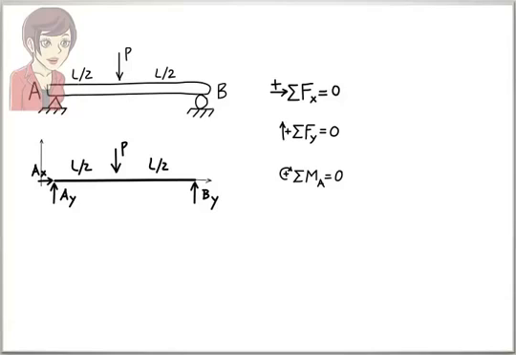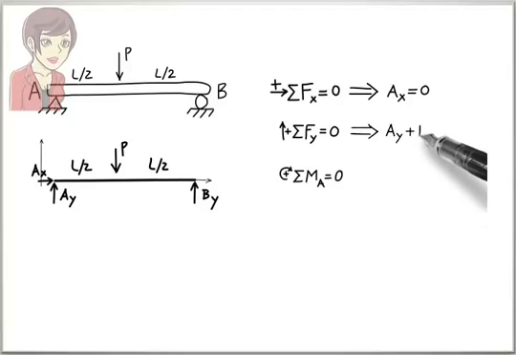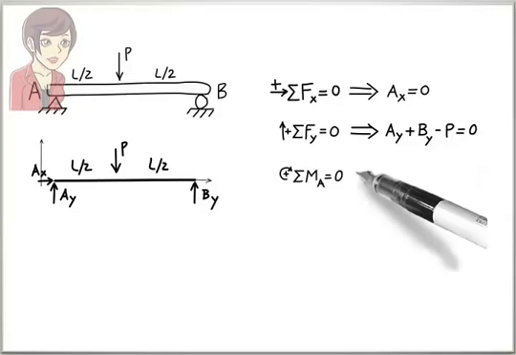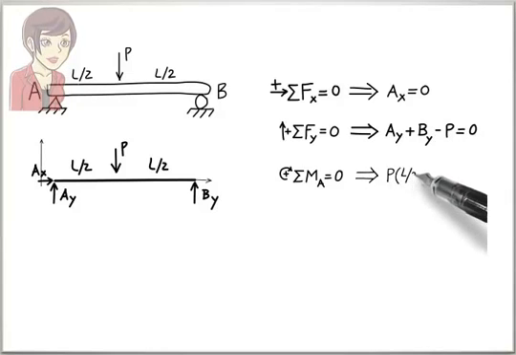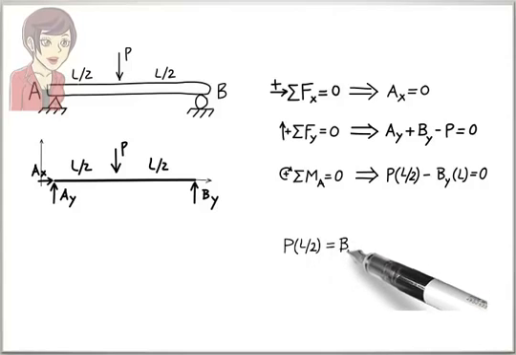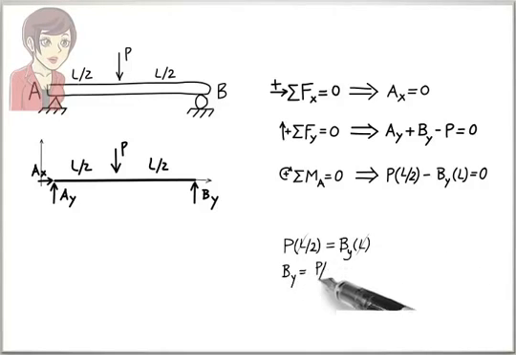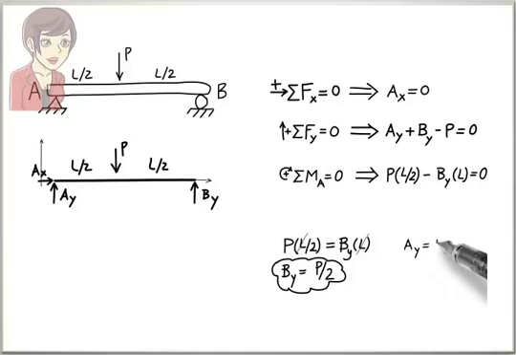The first equation in the expanded form gives us AX equals 0. The second equation gives us AY plus BY minus P equals 0. Third equation gives us P times L divided by 2 minus BY times L equals 0. Solving the third equation for BY gives us BY equals P divided by 2. Solving the second equation for AY gives AY equals P divided by 2.